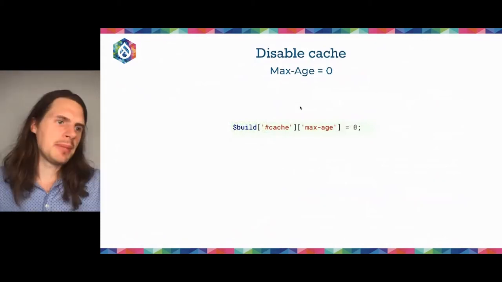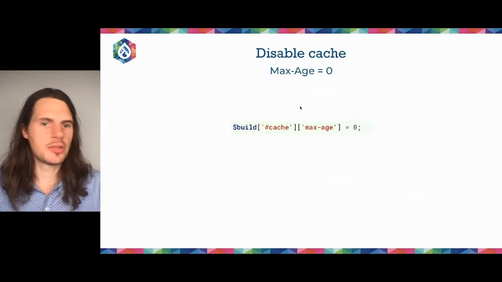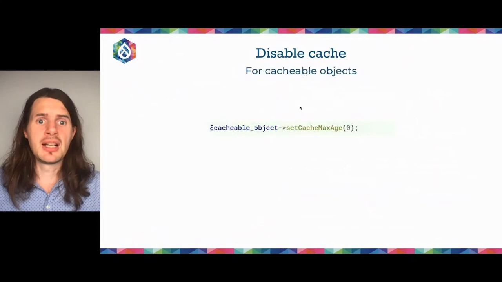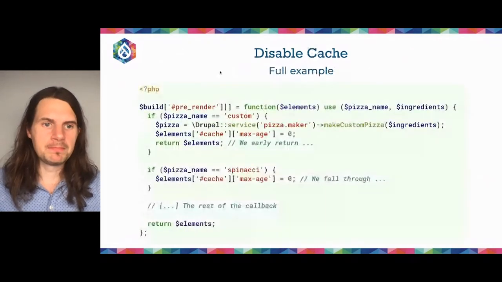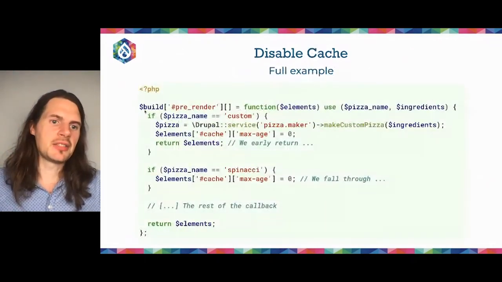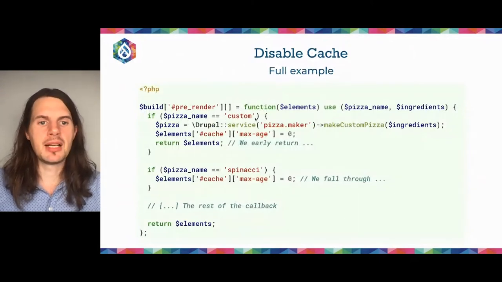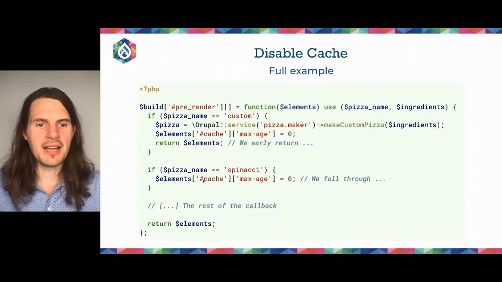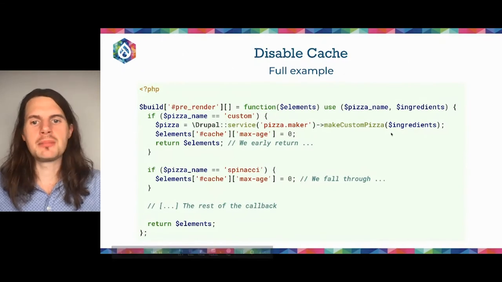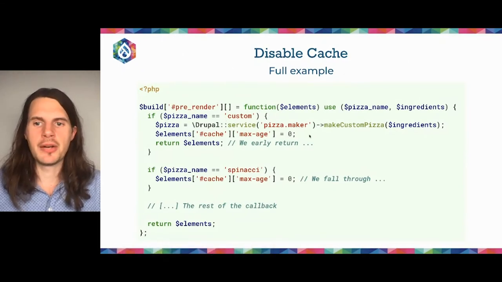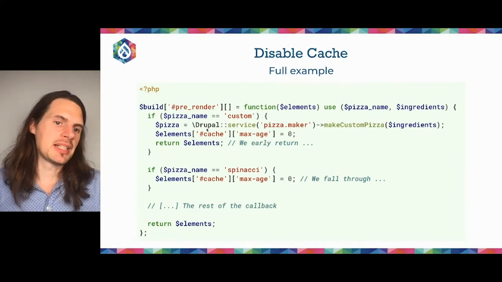So you're building a page, you do something, and suddenly you have something that you never want to cache. You always want to rebuild because there's way too many variations. Or you have a cacheable object, and you say set cache max age zero. So a full example of that is we have our pizza name, and if we have a spinaki, then we make the max age zero, and we fall through. Or we could have a custom pizza, we make a custom pizza out of the ingredients, but the max age is again zero.